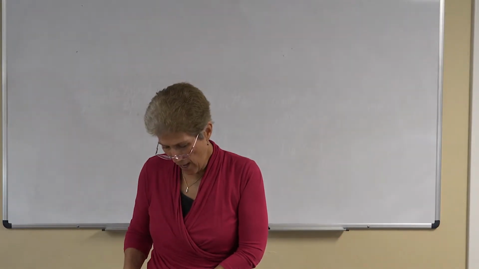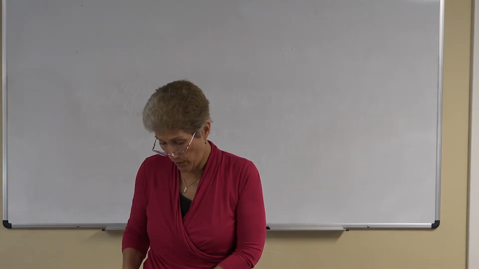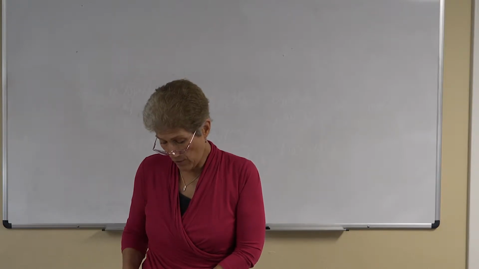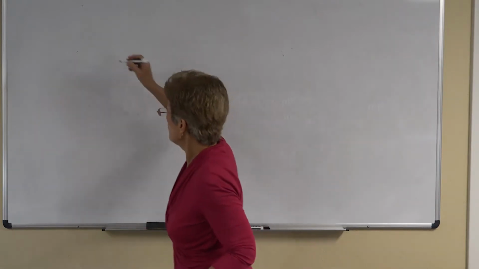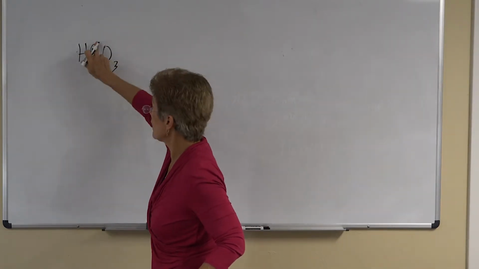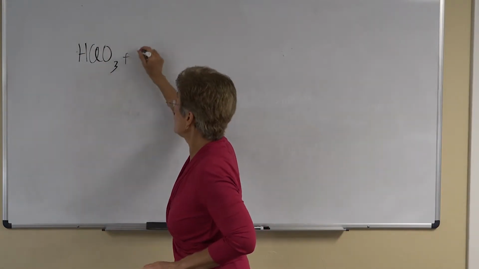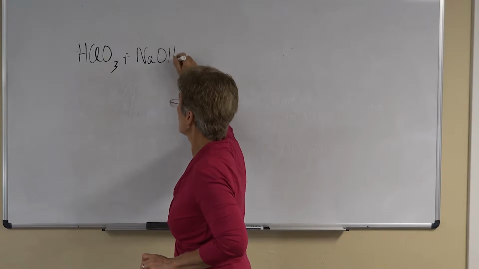Number 6. 115 mils of a solution of HClO3 of unknown concentration is titrated with a 2.16 molar solution of sodium hydroxide. Tells us the volume of the sodium hydroxide to reach the endpoint. What's the concentration? Okay, of the HClO3. That's a C. There we go. And we're doing that with sodium hydroxide.